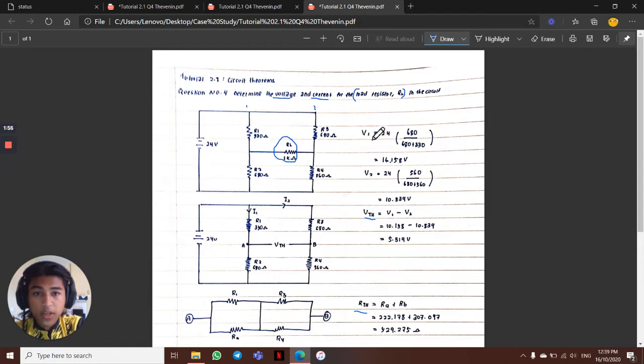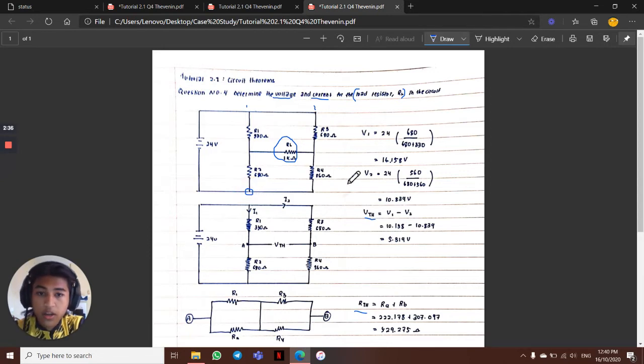So as we can see, the first terminal V1 consists of R1 and R2. So the V out, which is the voltage source, times R2 divided by R2 plus R1, which is 24 in bracket 680 divided by 680 plus 330, and we'll get 16.158 volt. 16.158 volt is the voltage that comes out from the first terminal.